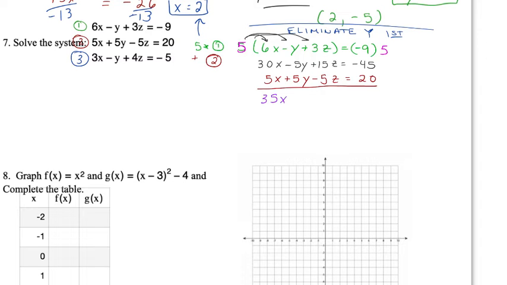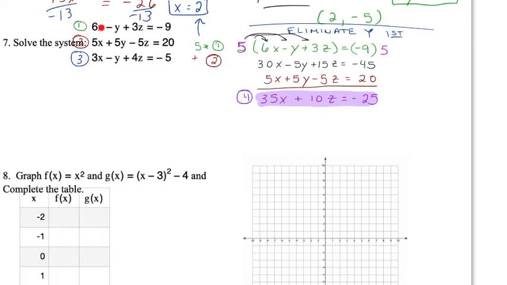35x, when I add 0 y's, 10 z's equals negative 45 plus 20, which is negative 25. So this would be like equation number 4, and we got to keep track of him because this new equation only has an x and a z in it. So now what we want to do is combine a different pair. I've already used 1 and 2 together, so I can use 1 with 3, or I could use 2 with 3. Those would be my other two combinations I could possibly make.